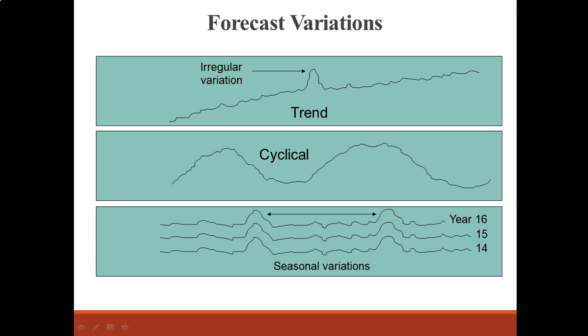And this is also a figure of forecast variation. Here, this is the trend, and here this is the irregular variation, an earthquake for example. Here it is a cyclical variation, and here it is a seasonal variation. It is up and down, and so seasonal is less than 1 year, cyclical more than 1 year.